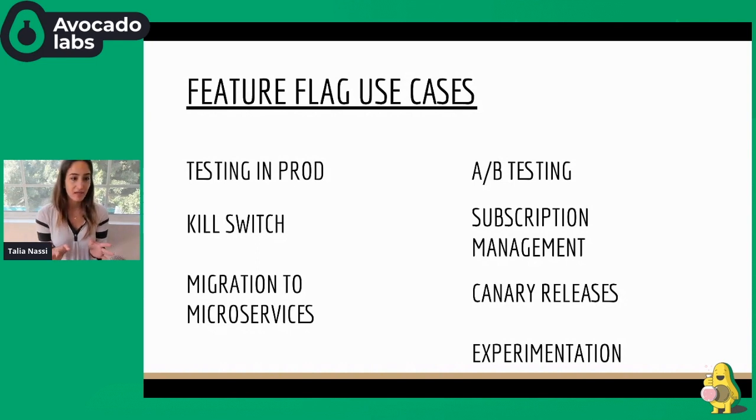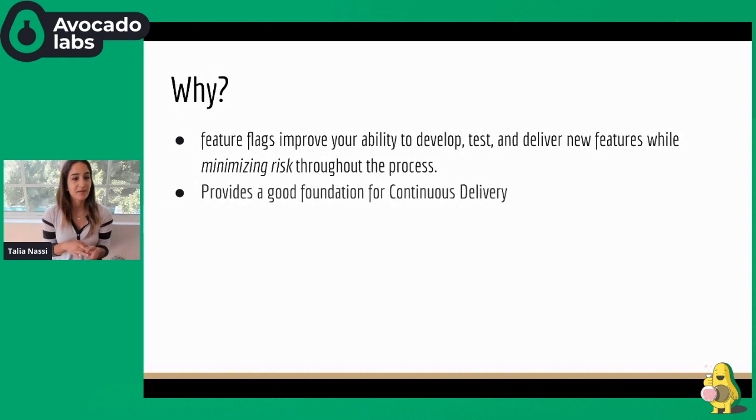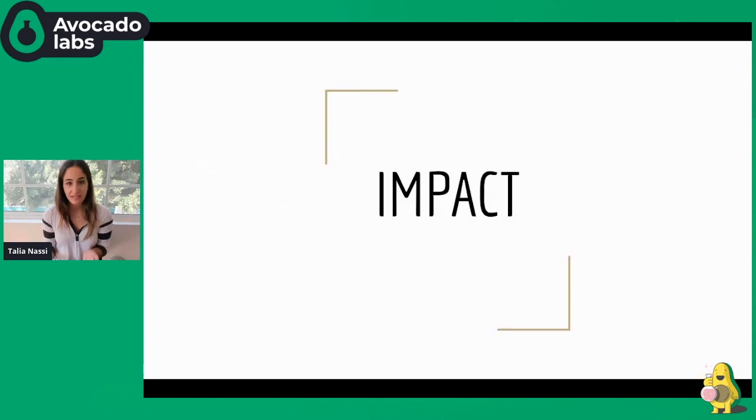So there's a lot more, but I just wanted to go over what a feature flag is and how you would use it. And it's important because they improve your ability to develop, test, and deliver new features while minimizing risk throughout the process. And this just provides a good foundation for continuous delivery. And it has a really big impact. Using feature flags is how you can measure the impact of your changes because you can push information about the feature flags to your internal analytics system and then make business decisions off of that.